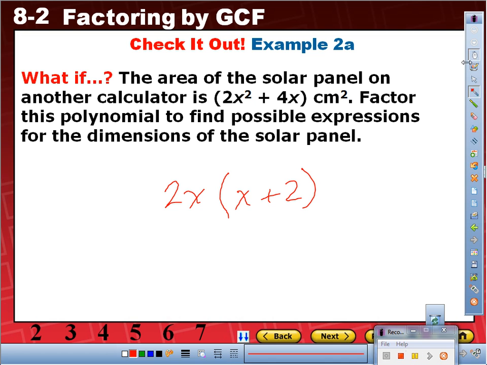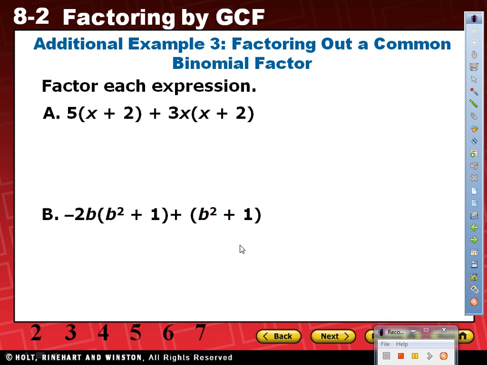Example 3. Copy this down, please. A and B. Copy these two, 3A and B. They're a little bit different. That's why just copy them. I'm going to guide you through A, and then you're going to do B by yourself. So copy those, please. A is 5 times x plus 2, plus 3x times x plus 2. B is negative 2b times b squared plus 1, plus b squared plus 1.